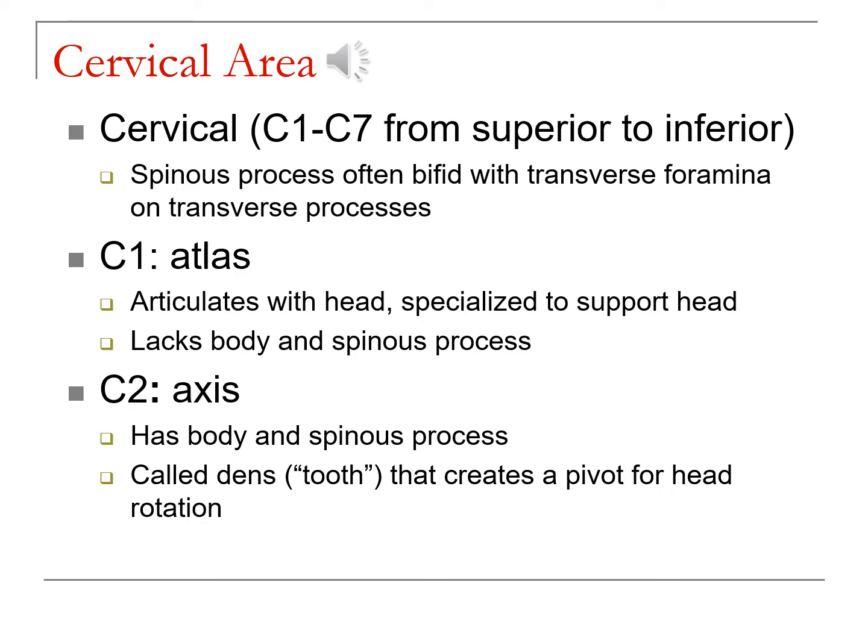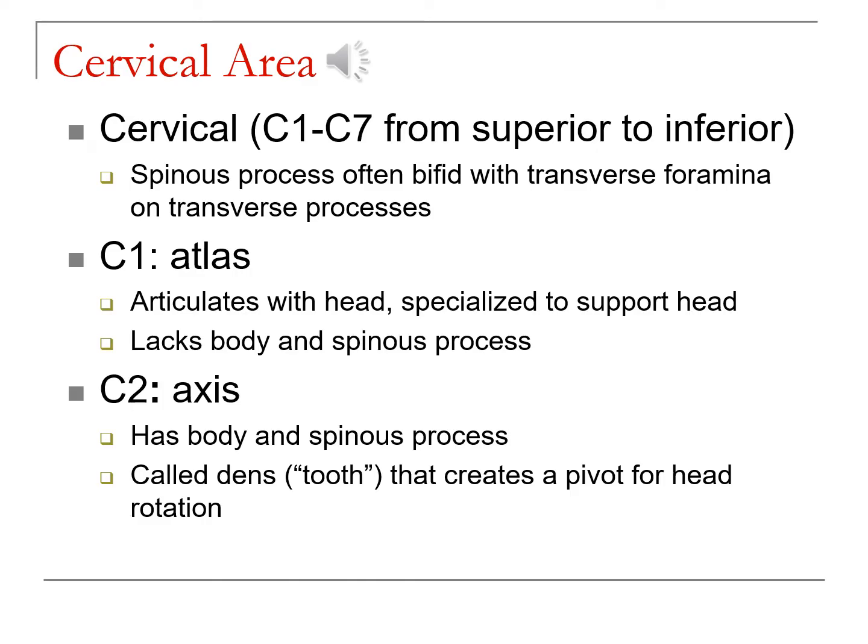Your C1, C2, and C7 cervical vertebrae are atypical. Atypical vertebrae, meaning they are not the normal vertebrae. Okay, there is something special with these 3 cervical vertebrae, C1, C2, and C7. Your C1 atlas articulates with the head. It has a specialized function to support the head, and it's atypical because it lacks a body and spinous process.